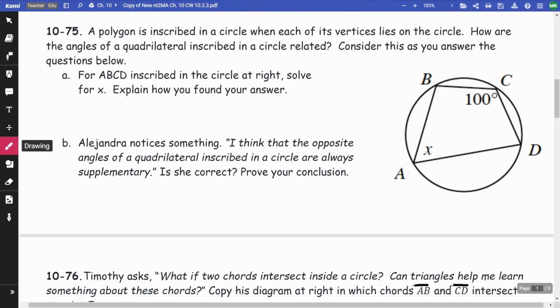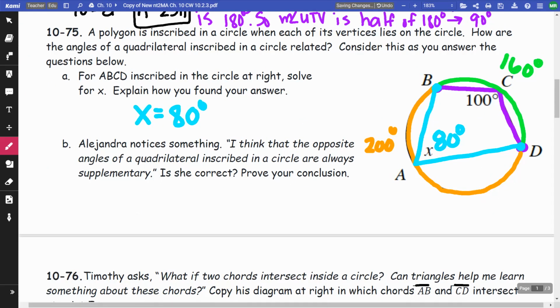Now, Alejandra notices something. I think that the opposite angles of a quadrilateral, and this is the key here, inscribed in a circle, are always supplementary. Supplementary is when they add to 180 degrees. So this 100 plus 80 is 180.